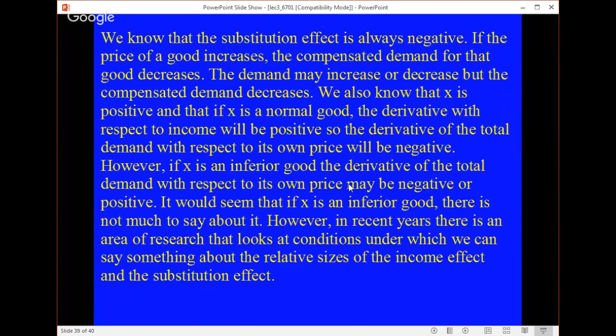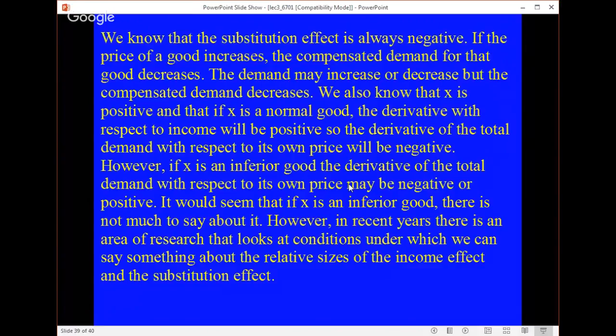We know that the substitution effect is always negative, right? If the price of a good increases, the compensated demand for that good decreases. The demand may increase or decrease, but the compensated demand decreases. We also know that X is positive if it's a normal good, negative if it's an inferior good. The derivative with respect to income will be positive if the derivative of the total demand with respect to its own price will be negative. However, if X is an inferior good, the derivative of the total demand with respect to its own price may be negative or positive, depending on whether it's bigger than the substitution effect.